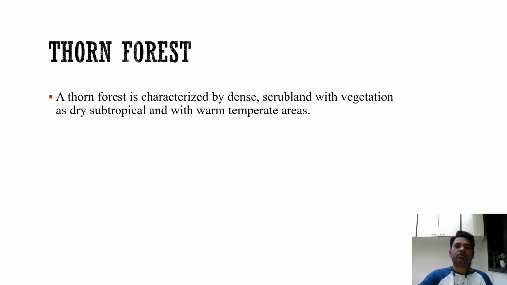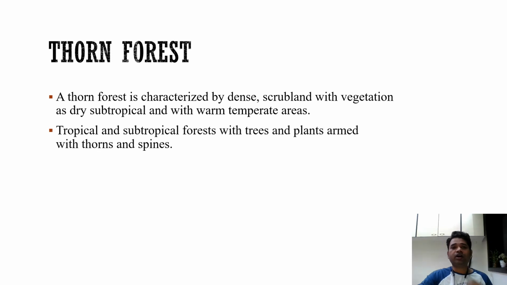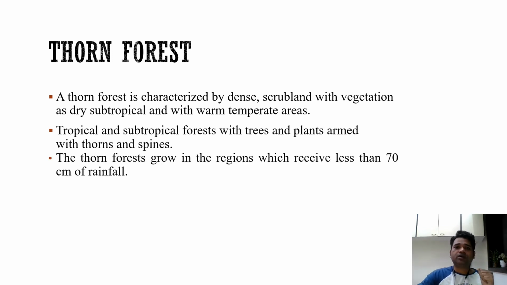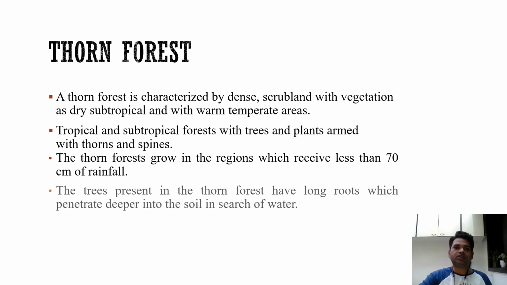And due to the dry region and warm temperate area, this type of adaptive relation takes place where the leaves are substituted by thorns and spines. This type of plant grows in regions where the rainfall is less than 70 centimeters per year. Now see, it's not 25 centimeters, it is 70 centimeters per year, so it's not that bad, but still it's not sufficient enough for proper vegetation.